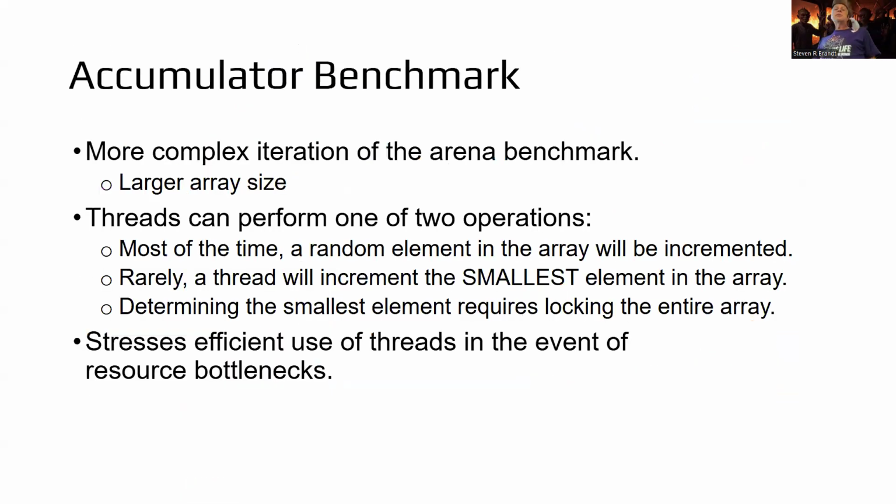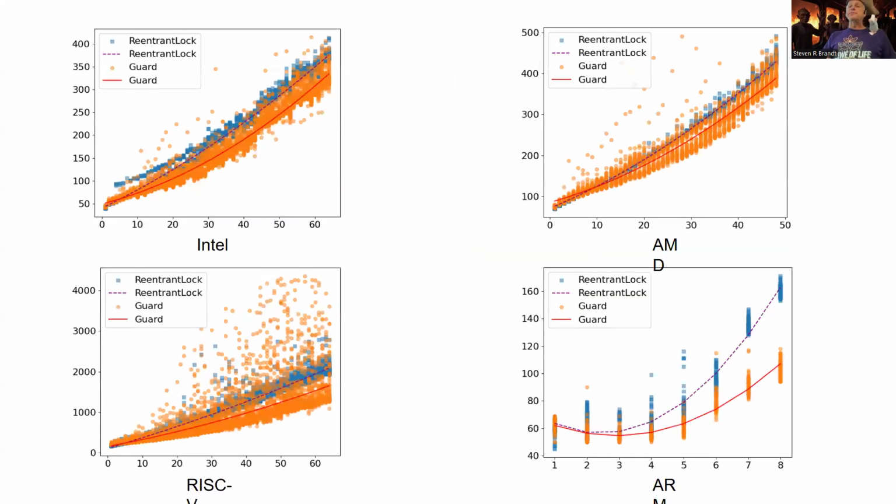And then we had the accumulator benchmark. What we would do is threads can perform one of two operations. Imagine you've got three different guard vars wrapped around an integer, and you're going to increment a random one of them a few times, and then you're going to lock them all and increment the smallest one every so often, right? And when we did that, this was our performance. Again, we're very close. There's a lot of noise.